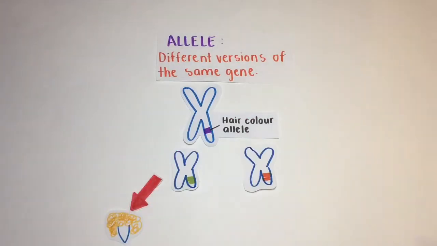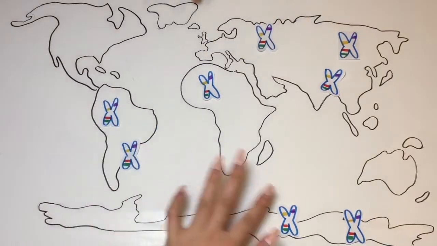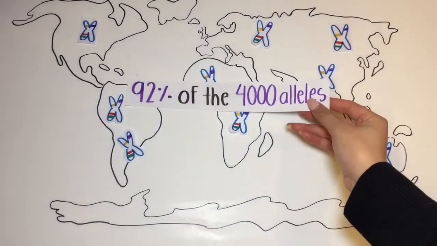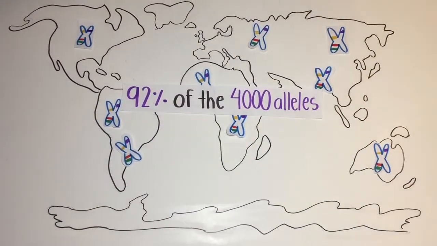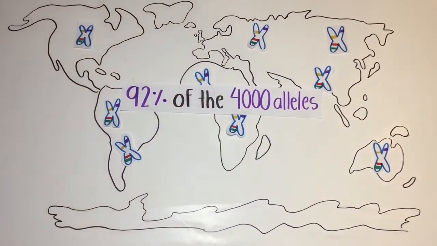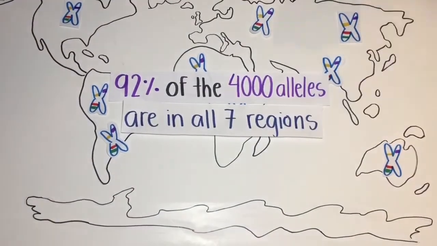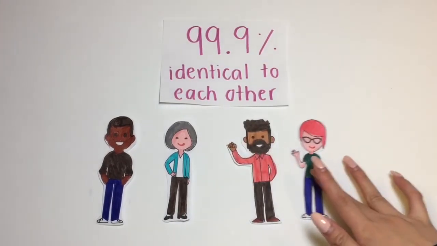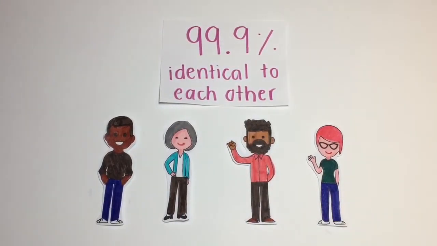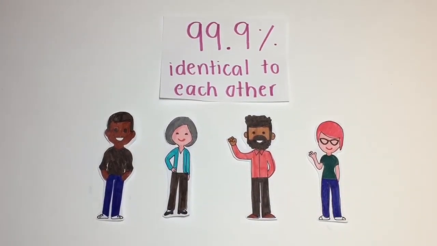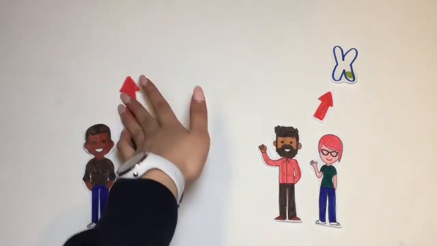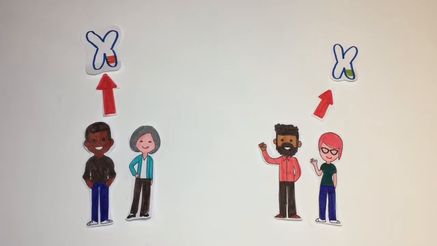Stanford scientists have examined how alleles, which are different versions of the same gene, are spread throughout 7 geographical regions. The researchers found that over 92% of the 4,000 alleles they studied were present in over 1,000 people from all 7 geographical regions. The observation that people from different regions shared the same alleles proved the similarity of all people around the world. If separate races did exist, researchers would have found alleles that only exist in one group and not in any other group.